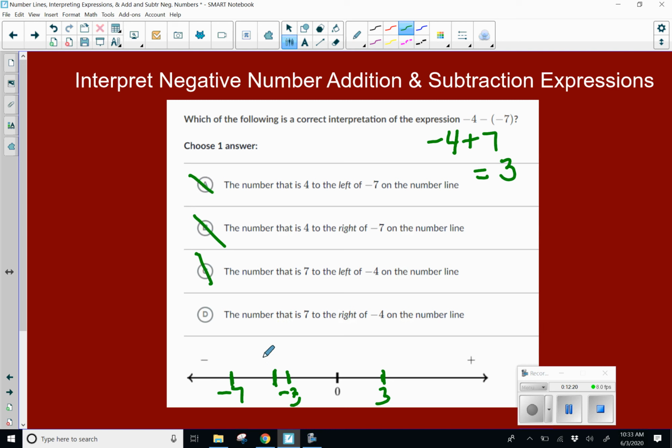And then the last one says the number that is 7 to the right of negative 4. Well, if negative 4 is right around here, to go from negative 4 to 0 is 4 units. And from 0 to 3 is another 3 units. So that would be the correct choice.